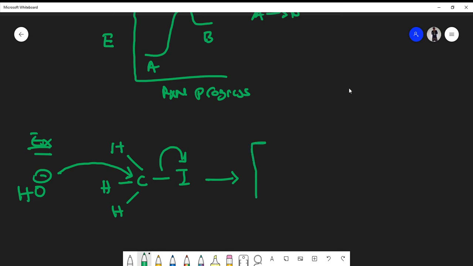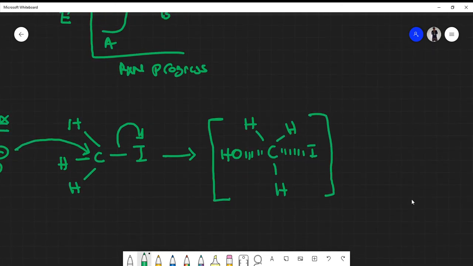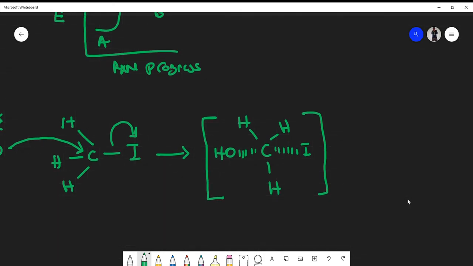Right? And so if we draw an intermediate state of this, what we're really looking at is a carbon that has 3 hydrogens. What we're really saying is that the iodine is leaving while the OH is coming in. Right? And so that's what an intermediate step of this would look like. Now essentially the product of this reaction would be something of this nature. And we get the iodine in solution as a negatively charged ion.